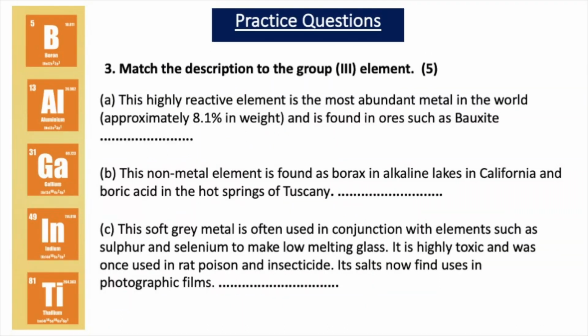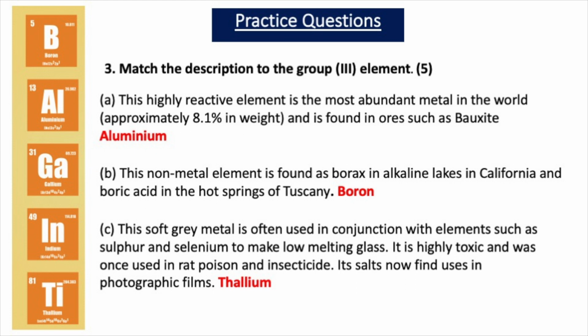So here's our next set of practice questions. Once again, read through the questions, pause the video, have a go at them, then we'll go for the answers. So for question 3, you have to match the description to the Group 3 element, and there's 1 mark for each correct match here. So A states, this highly reactive element is the most abundant metal in the world and is found in ores such as bauxite. Well, this element is aluminium, 1 mark if you said that.